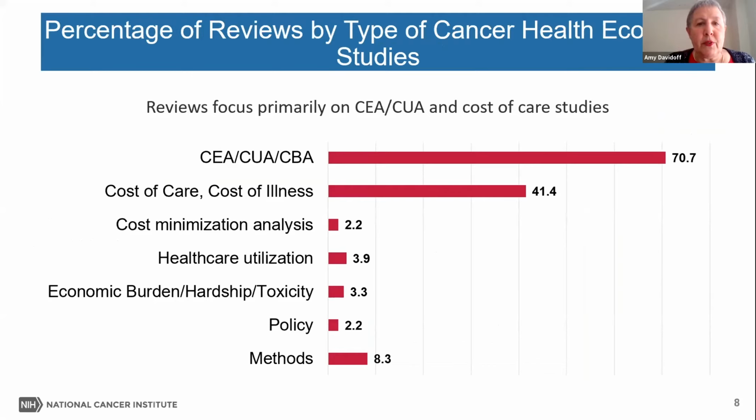So in terms of what we found, the overwhelming majority, over 2/3 of the reviews, focused on cost effectiveness or cost utility analysis, followed by cost of care studies. So there were relatively few studies that focused on other categories.